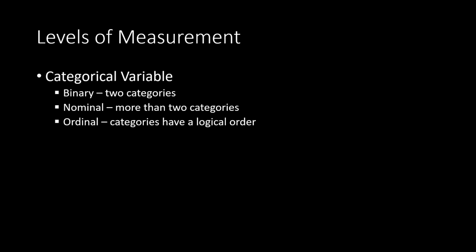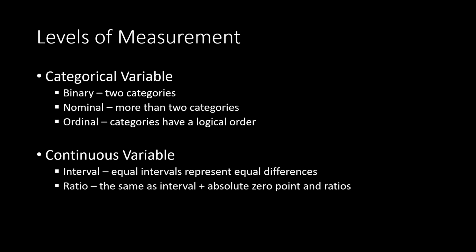Okay, the next level of measurement moves us into continuous variables. A continuous variable is one that gives us a score for each person and can take on any value on the measurement scale that we are using. We have 2 types of continuous variables, which is interval and ratio. The first type of continuous variable that you might encounter is the interval variable.